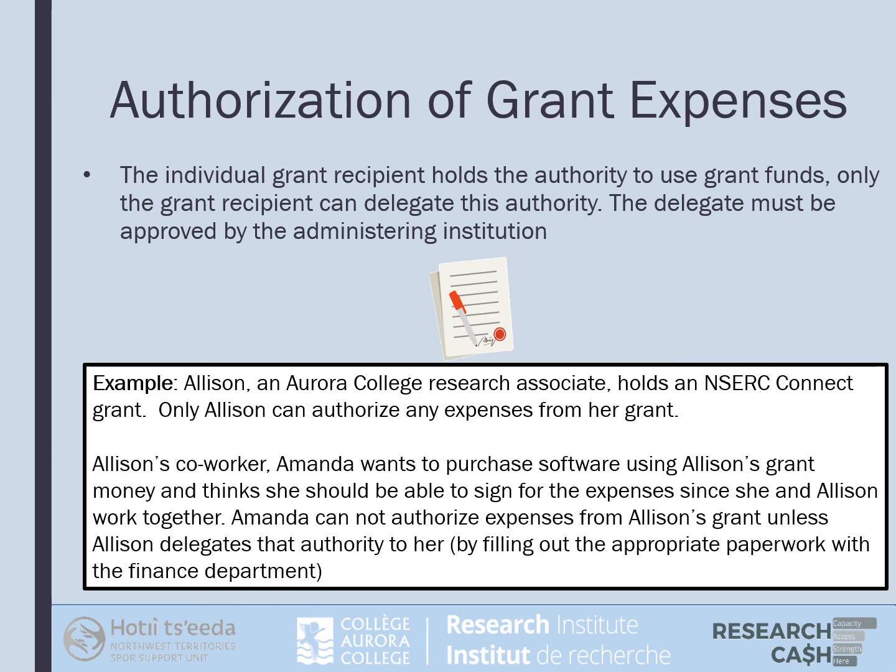The example that Amanda's given us is that an Aurora College research associate holds a grant, and that grant holder's co-worker needs some software and decides to sign off on the purchase under Allison's budget because they work together. Unfortunately, Amanda cannot authorize expenses from Allison's grant unless there's an official process of delegating that authority, and there's paperwork and it goes through finance. So be aware, the only person who is signing off on the authorized use of funds is the grant holder.